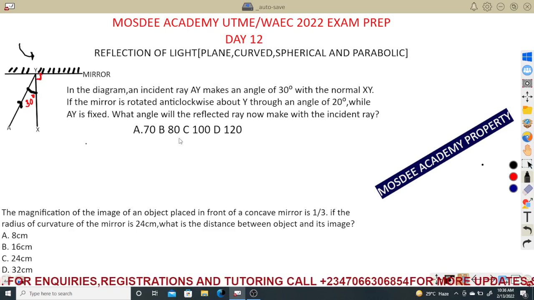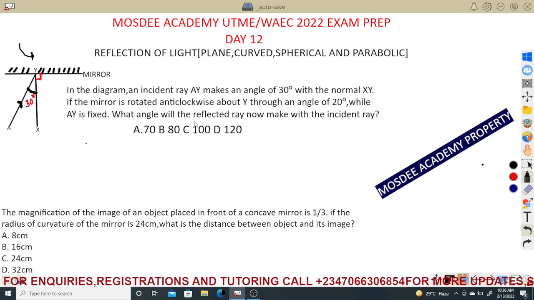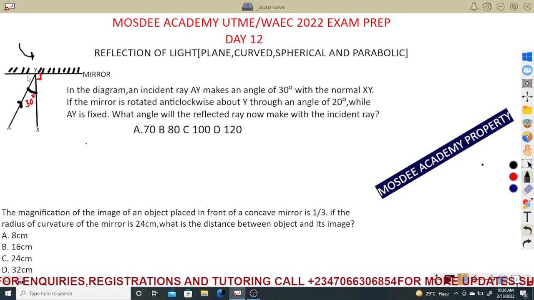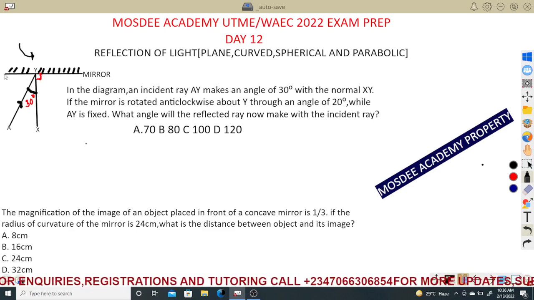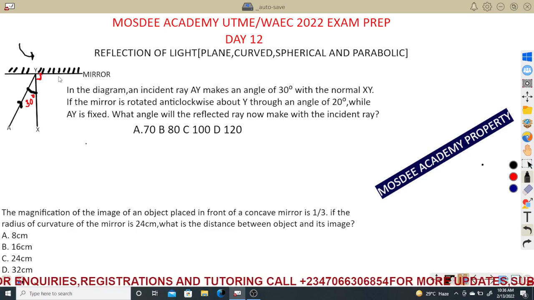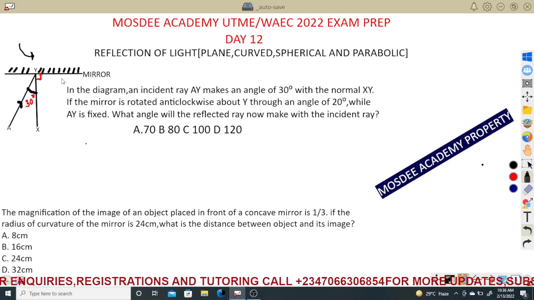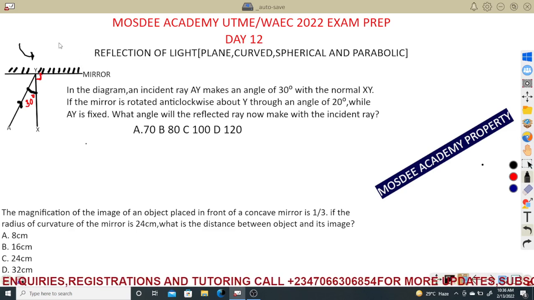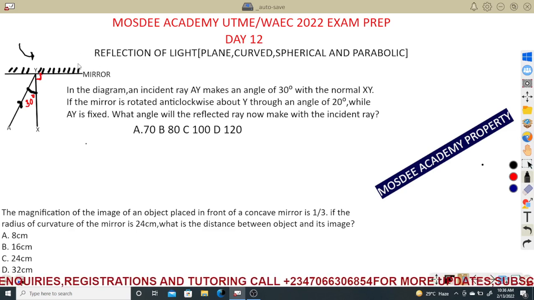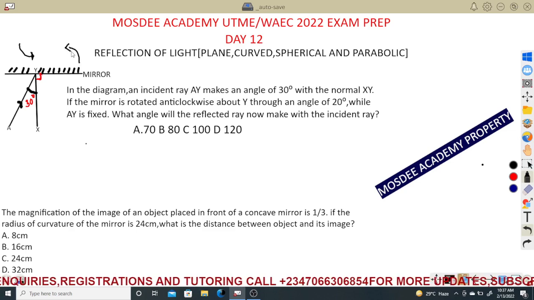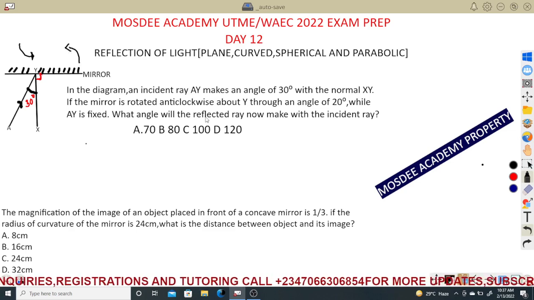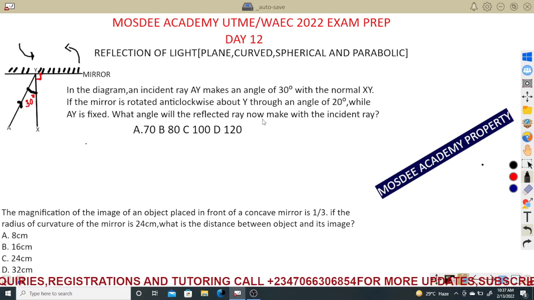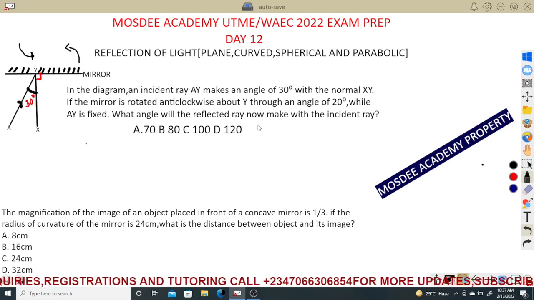While AY is fixed, this particular point is fixed. The mirror here is now rotated about Y, so that means the mirror is shifting position. Do you understand my diagram? So I'm going to rotate it anti-clockwise. Then what angle will the reflected ray now make with the incident ray?